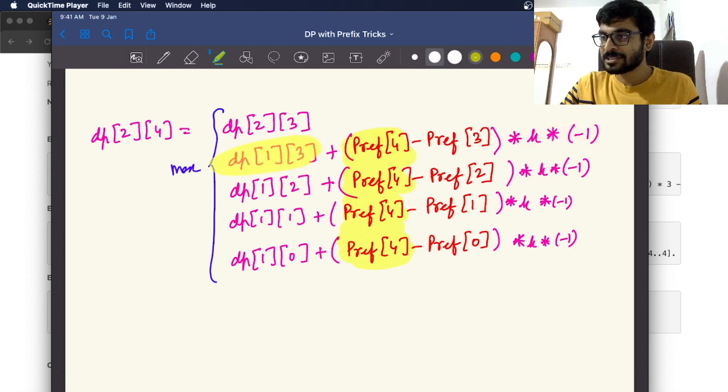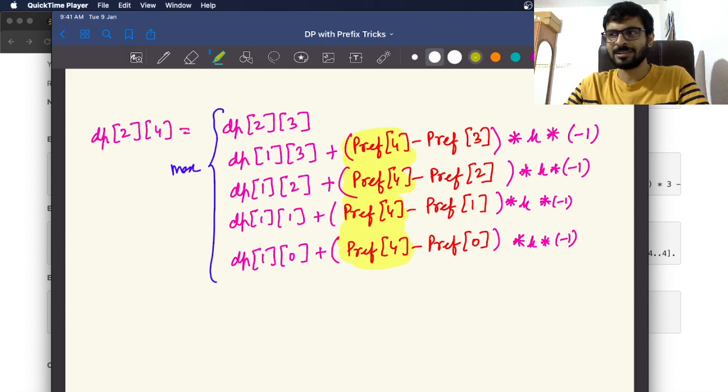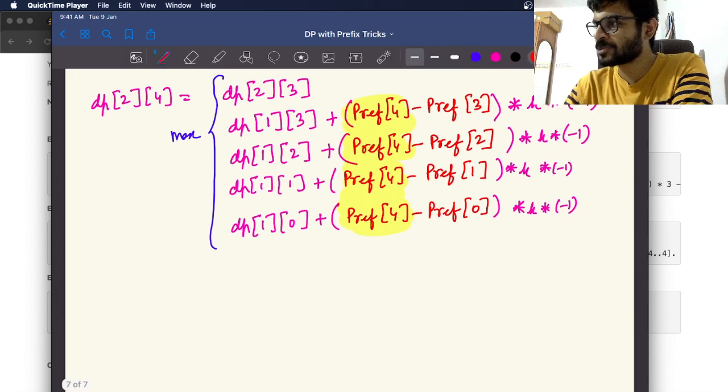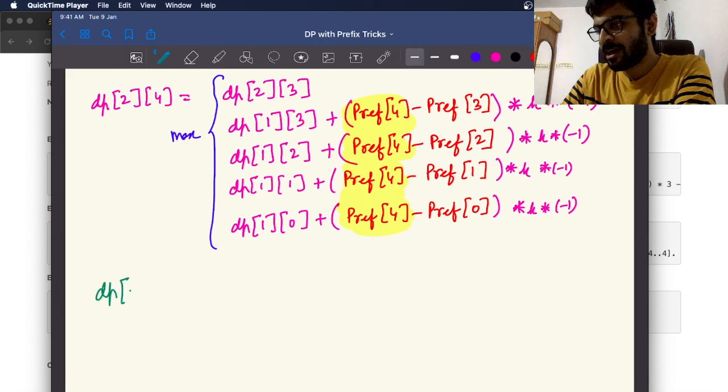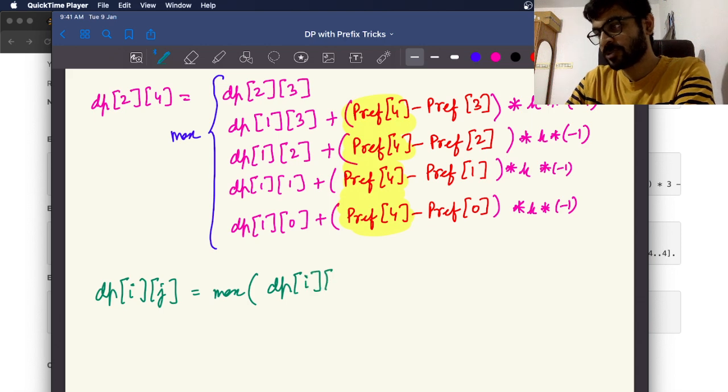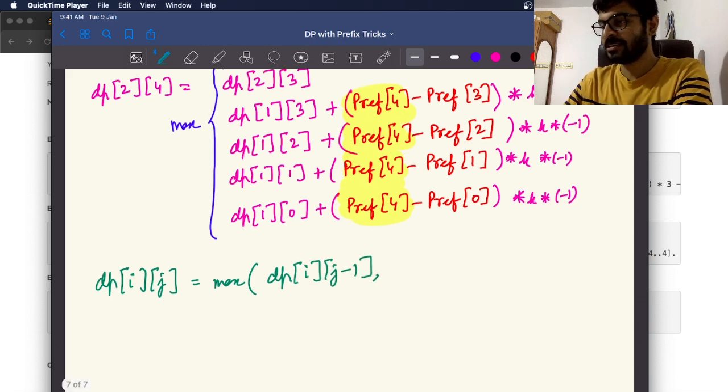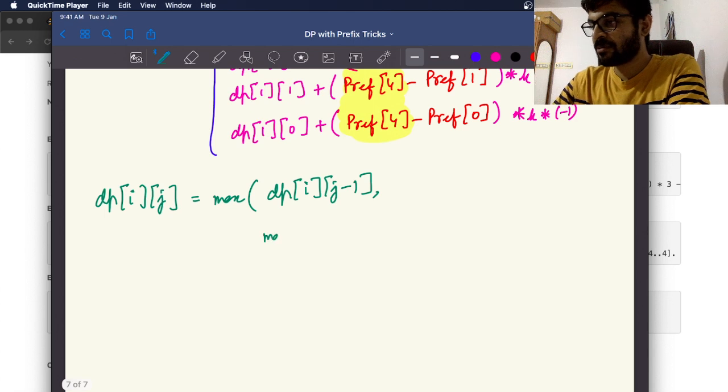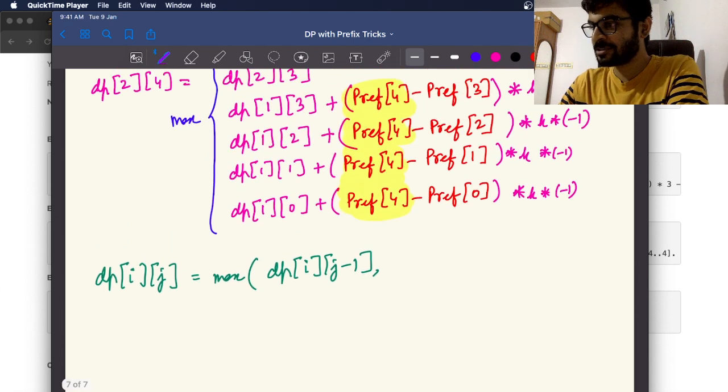And then what happens? This DP 1, 3 minus pref of 3 into K into minus 1. DP 1, 2 minus pref of 2 into K into minus 1. It's trivial. So we can basically look at this in this way. That okay, now DP of Ij is straightforward. This is the maximum of DP of Ij minus 1 and the maximum of, and for maximum first take this into consideration.